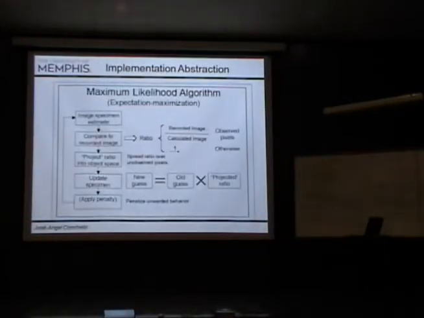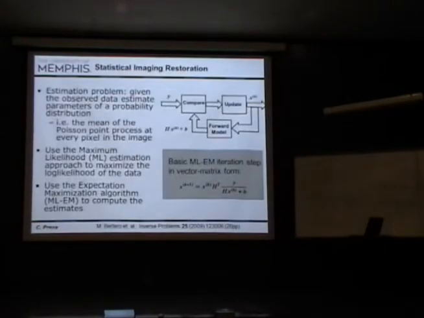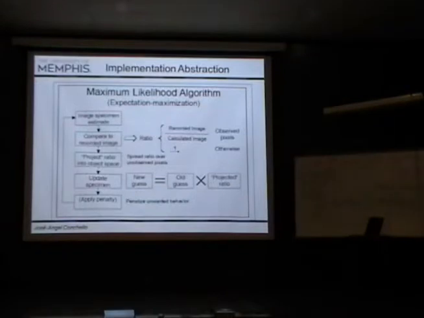So here's that same block diagram presented a little differently. This is more like an implementation abstraction. How would you program something like this? So you start with some estimate. Usually we start with an image that just has ones in it. Everything in the image is one, a uniform image.